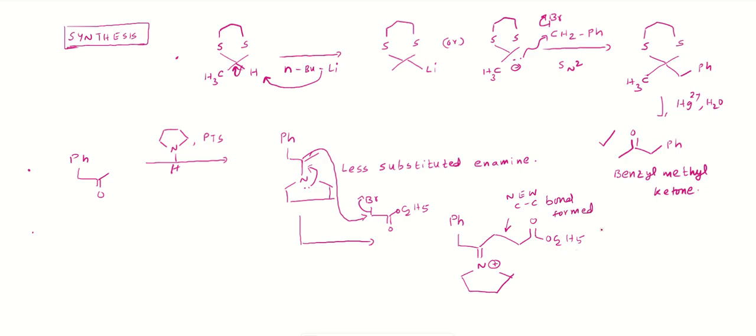Okay. Now this on simple hydrolysis, H3O plus, will give you this, PhCH2C=O. Only the iminium ion is hydrolyzed here. Only the iminium ion is hydrolyzed. CH2, CH2, C(=O)OC2H5.